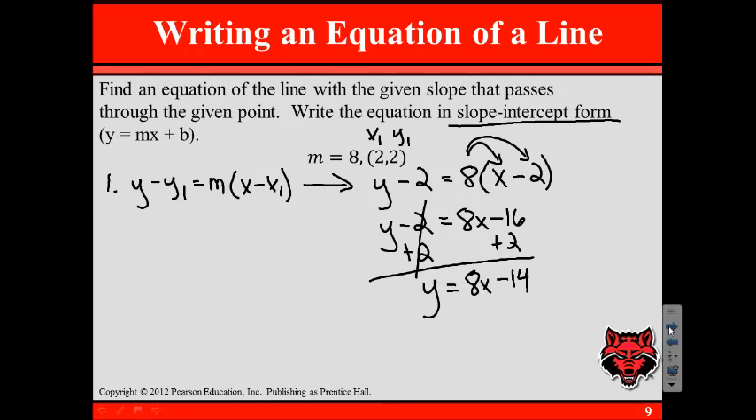Remember, we went through both of those steps to get y by itself, because slope-intercept form is y equals mx plus b. So we needed to isolate y. We have successfully done that, so the equation is y equals 8x minus 14.